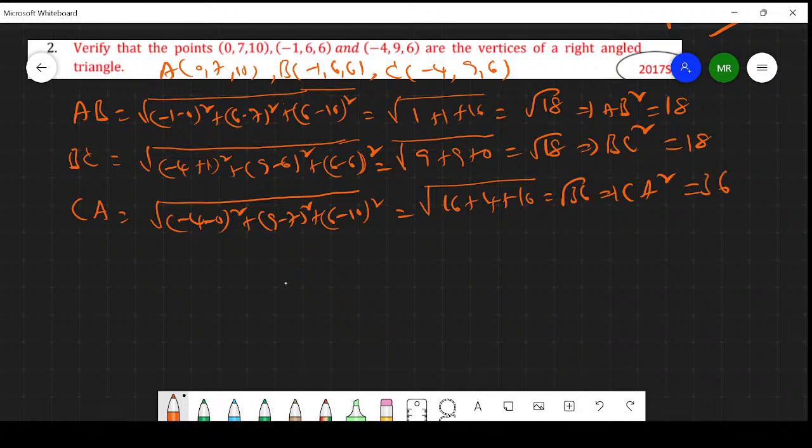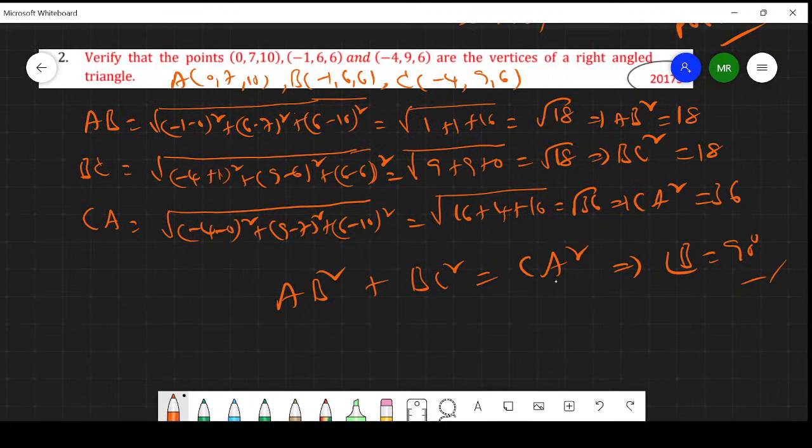You can see now AB square plus BC square equal to CA square. That means, CA is the hypotenuse. B is the common vertex here. That means I can write angle B is equal to 90 degrees. Angle B is having 90 degrees. It's a right angle triangle because the square of CA is the hypotenuse. Therefore, the given points are the vertices of a right angle triangle.